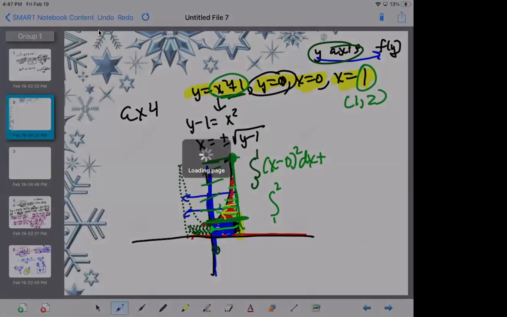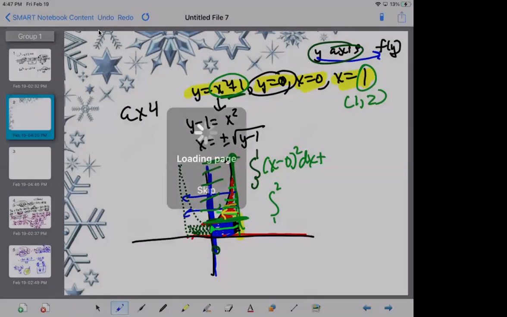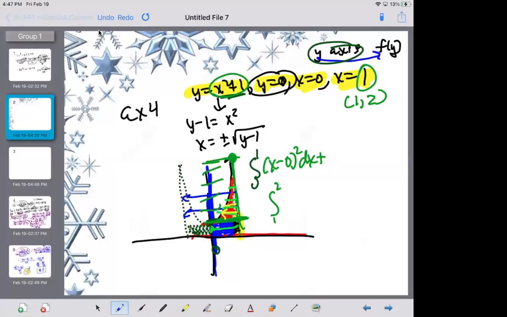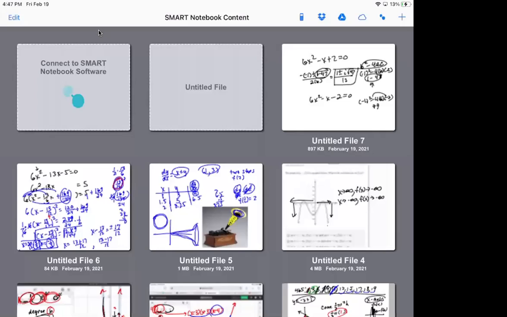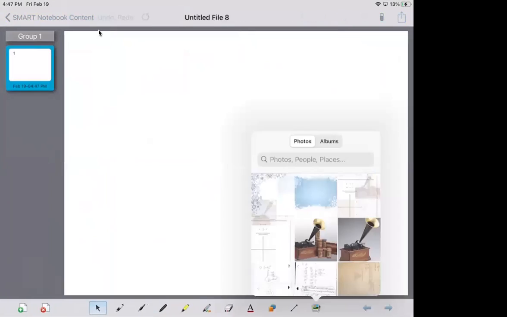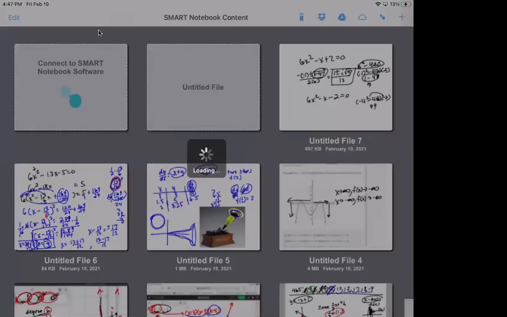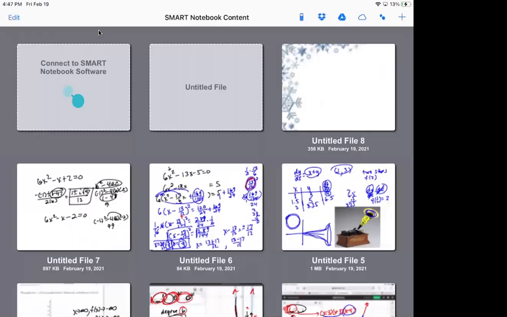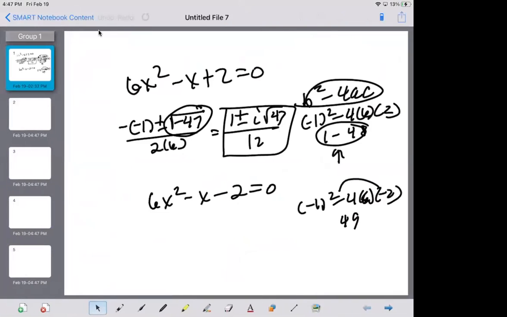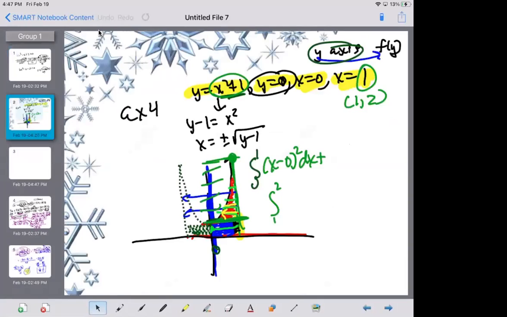Sorry. See if I can come back into it. Hope we didn't lose it all. Let's see if I still have it back here. All right, so there it is.